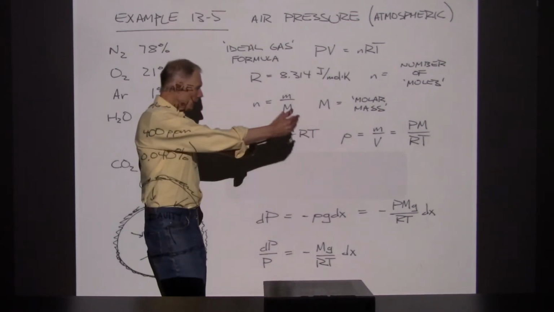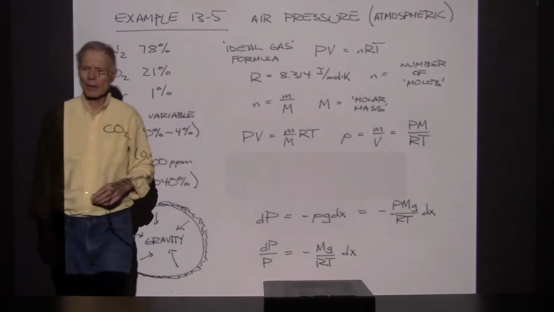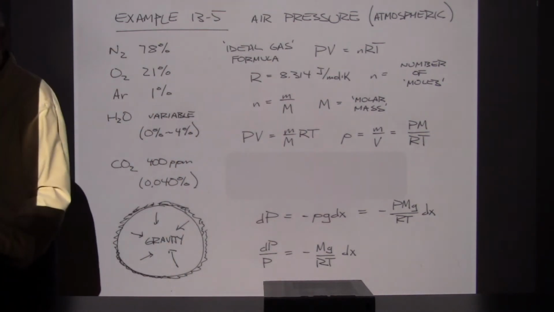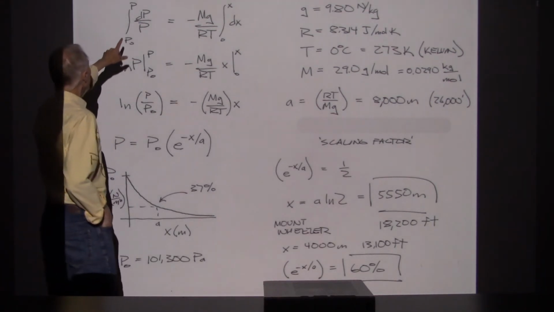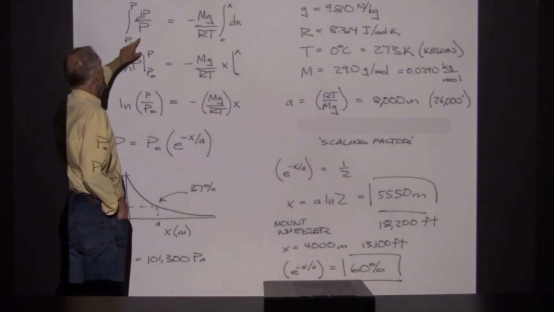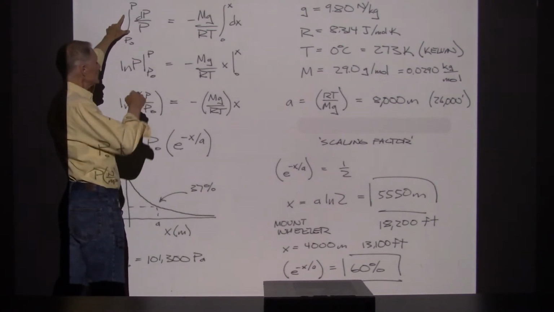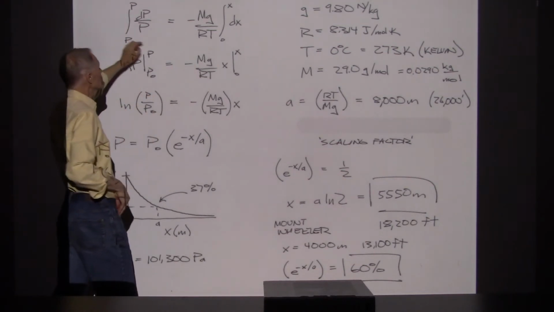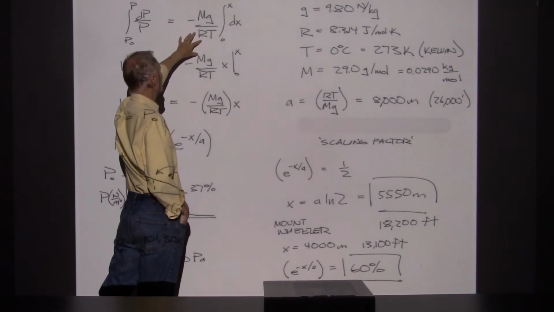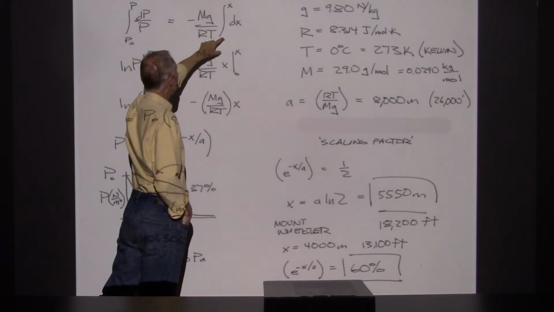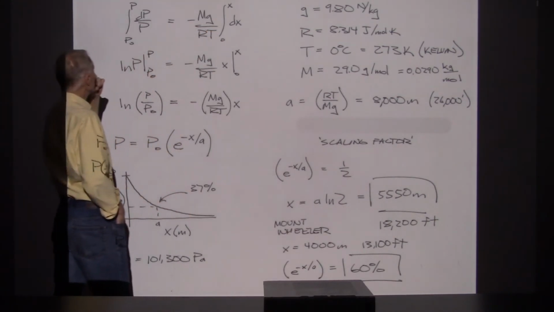So I can bring all the p's to one side. The mg over RT remains on the right side. And then the dx is keeping track of elevation. So let's integrate. I can take the dp over p and integrate that from the pressure at the surface to some pressure at a higher elevation. That's equal to minus big M times g over big R times T, temperature. I'm going to integrate that from ground level up to some higher elevation.